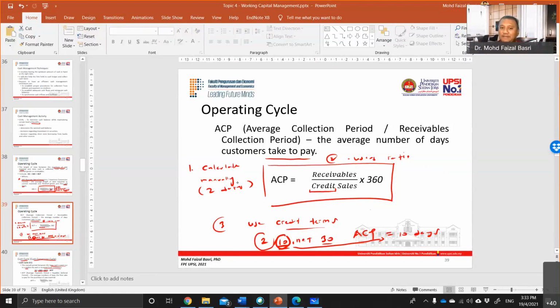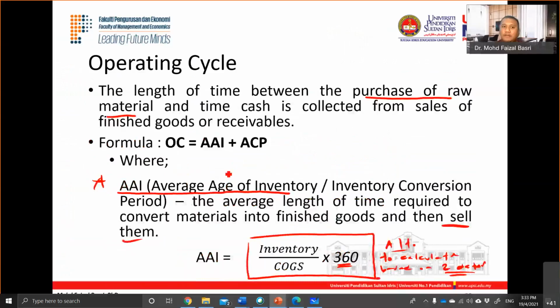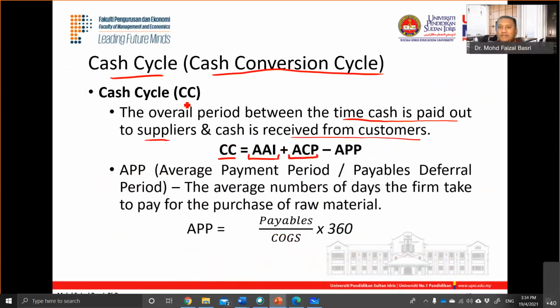So I skipped earlier, if you noticed, the operating cycle. So the operating cycle actually consists of these two elements. But don't worry about operating cycle because the question will never ask you about operating cycle. Okay, because we are focusing on cash cycle. Because cash cycle still will have this AAI and ACP, which these two are actually your operating cycle, but don't worry about this. Just focus on individual items, AAI and ACP.